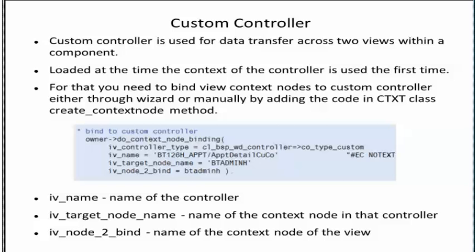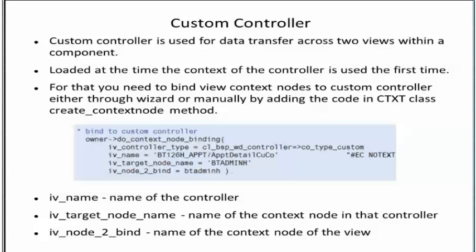When two context nodes are bound to each other, the data transfer happens automatically. The framework will take care of handling the data transfer between these two nodes. So when we have two nodes bound to the same node within the custom controller, the data automatically flows between these two context nodes.